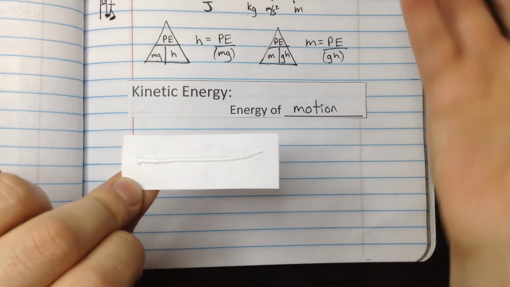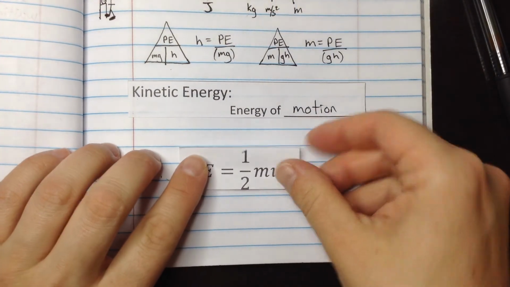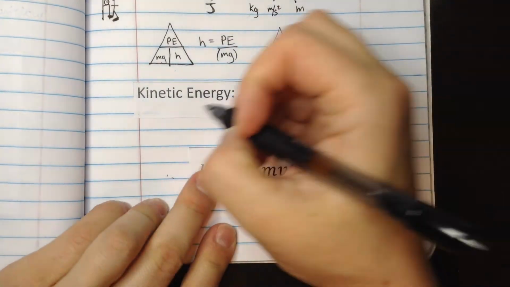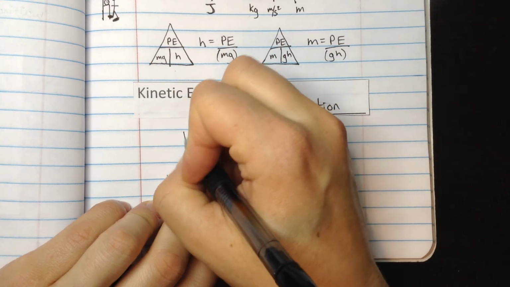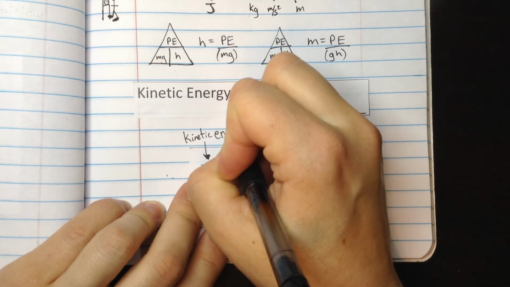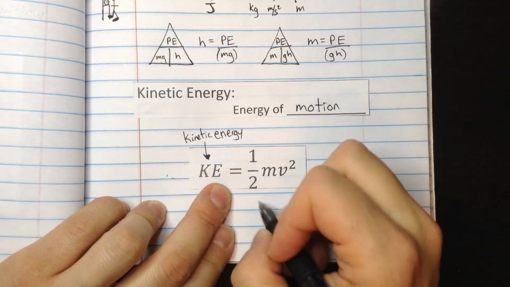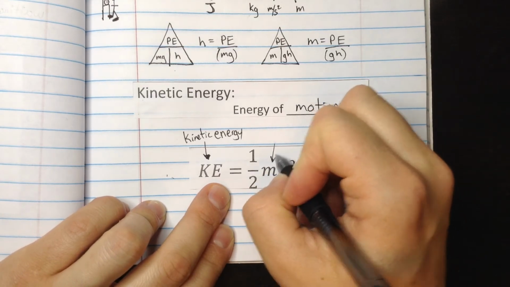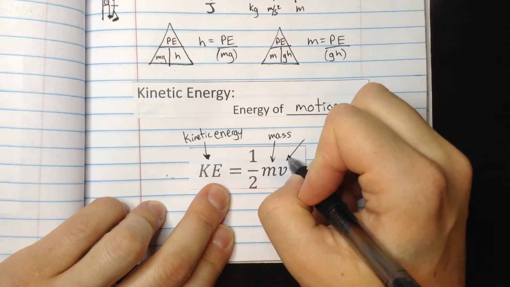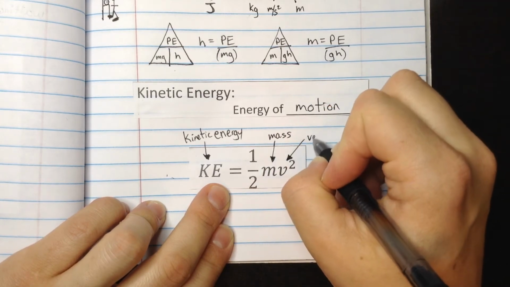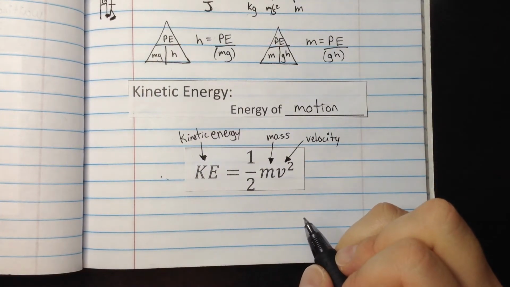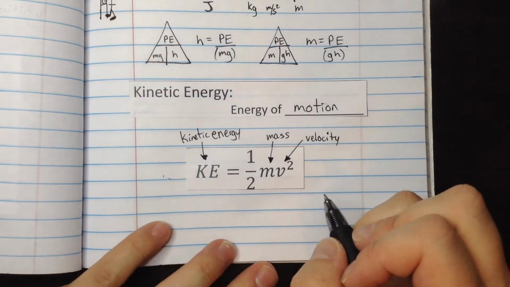Glue it in. Make sure you leave a line, at least a couple lines above it, and space below it. All right, KE, that stands for kinetic energy. Okay, the 1/2 is just part of the formula. M is mass, and V is velocity. Again, the squared is just part of the formula. Just don't forget to square the velocity. Very important step. Many people forget.